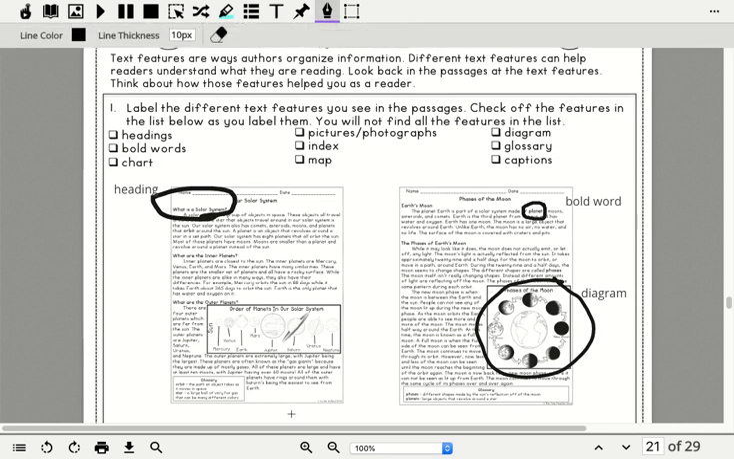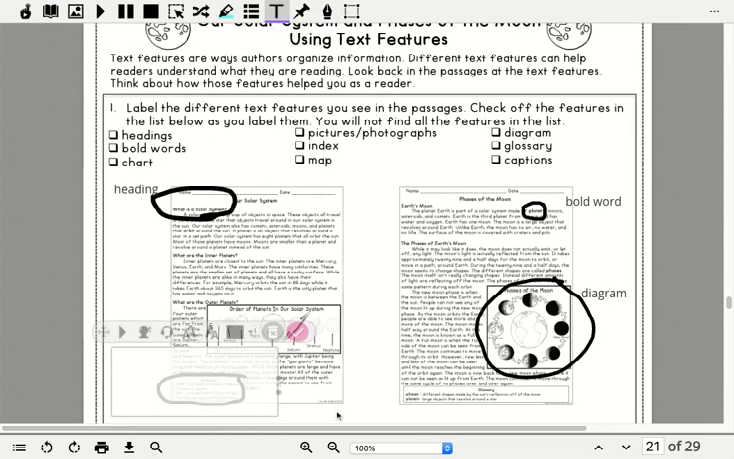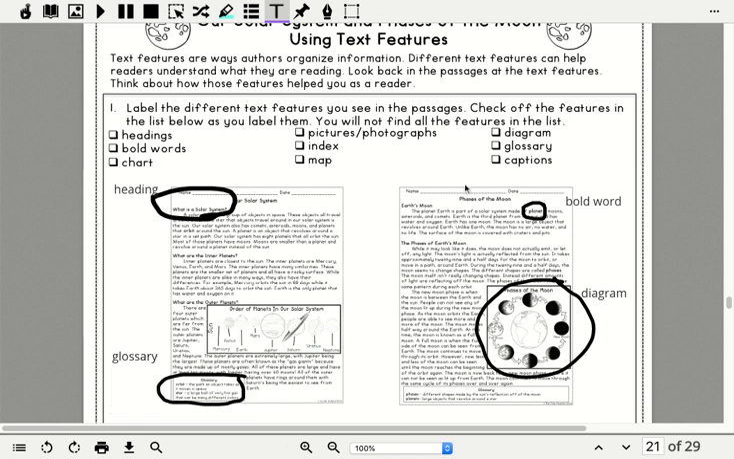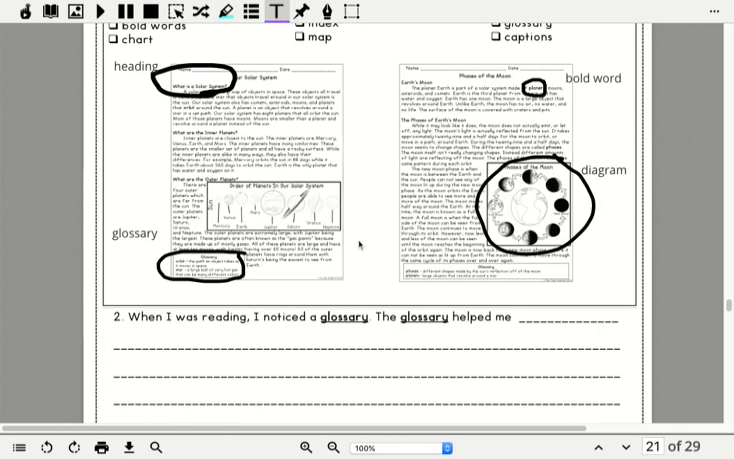Glossary. Of course, we have a glossary. We have a glossary on all of our pages to help us with our word and captions. Neither of my diagrams had a caption. So it's just those four for this one.